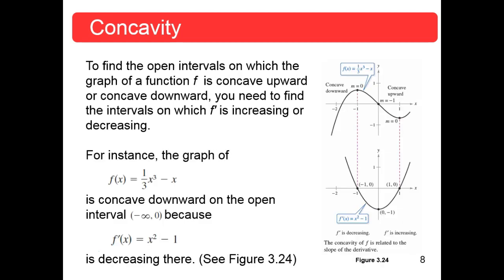All right. To find the open intervals on which a graph of a function f is concave upward and concave downward, you need to find the intervals on which the first derivative is either increasing or decreasing. Okay? Now, here's a function. F of x equals 1/3 x cubed minus x. There it is. They've drawn it for you.